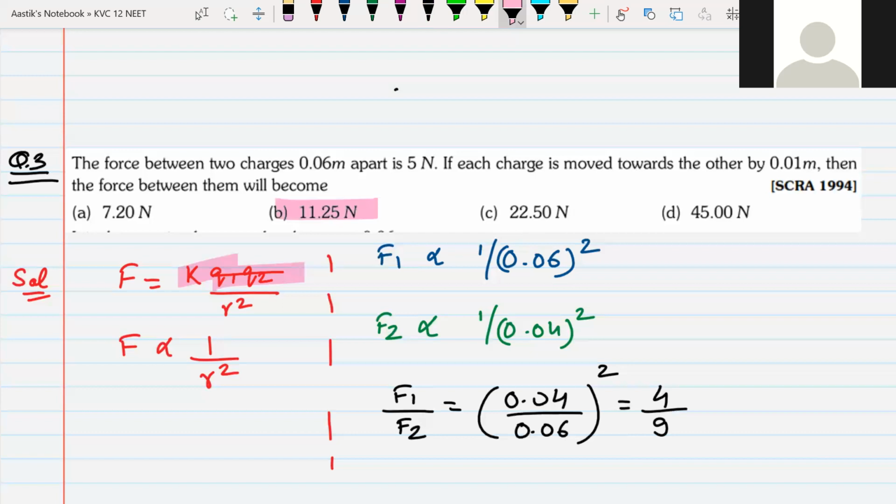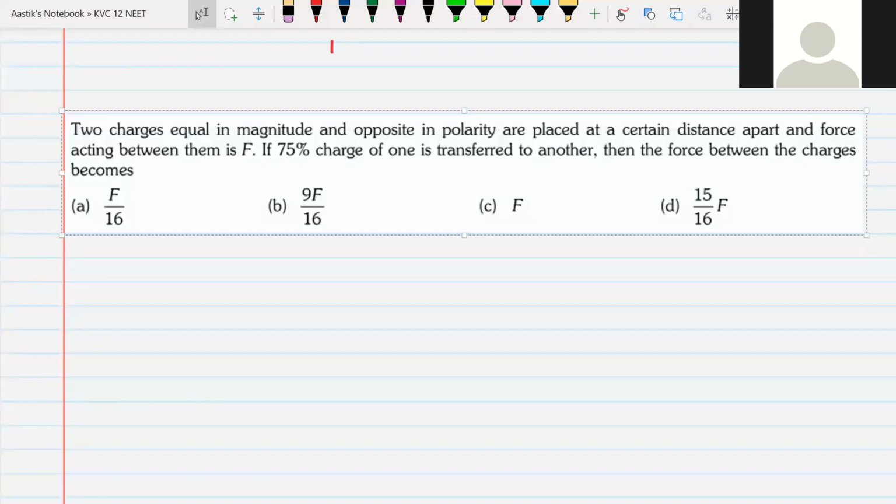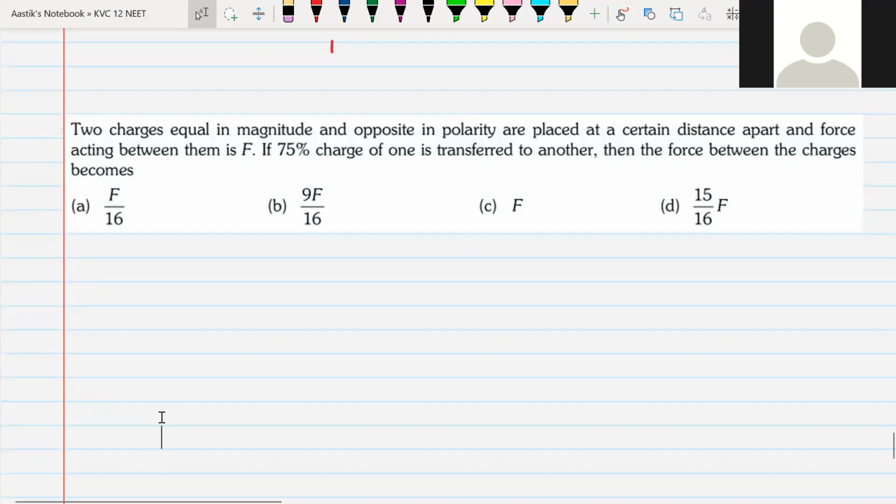Yes, sir. So here is the next question. Two charges equal in magnitude but opposite in polarity are placed at a certain distance apart. Force between them is F. 75% of one charge is transferred to the other. What is the force between them now? Give you 2 minutes to solve this.